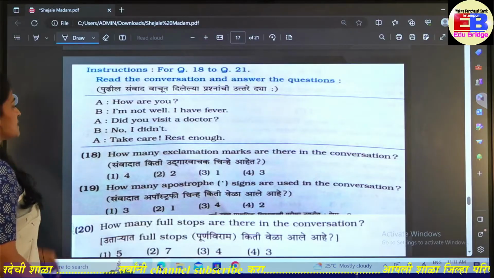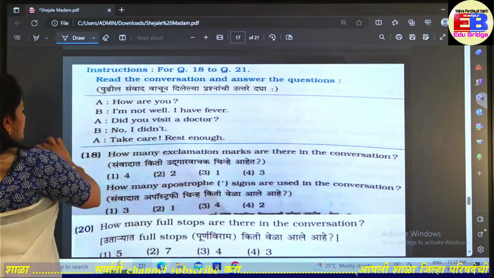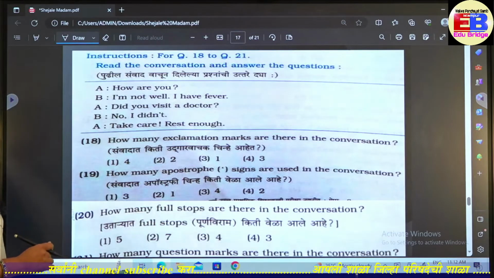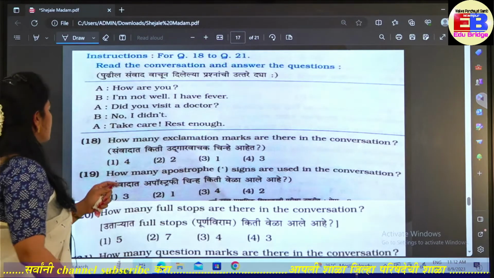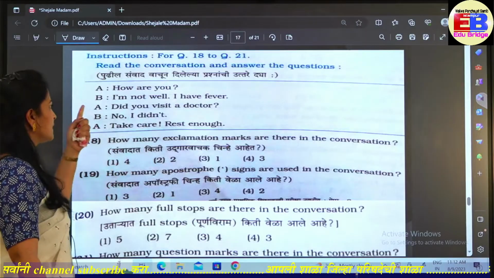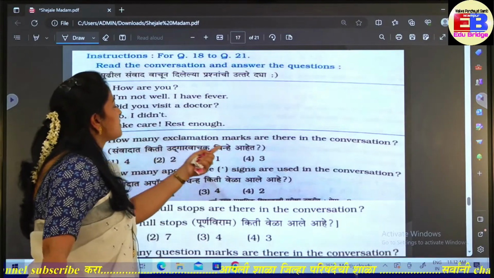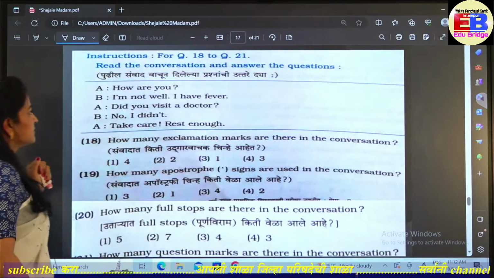So this is the conversation, and on this conversation we have some questions here, 18, 19, 20 and 21. So these 4 questions depend on this conversation. We are going to solve it. How many exclamation marks are there in the conversation?